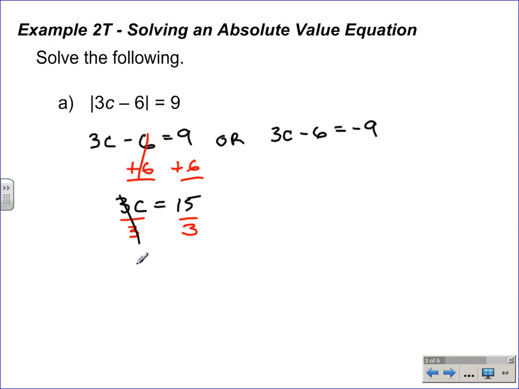On the left-hand side, the 3's divide out. They don't necessarily go away. They become 1 to leave us 1c, and 15 divided by 3 is 5. So our one solution is c is equal to 5. You should bring down your OR.